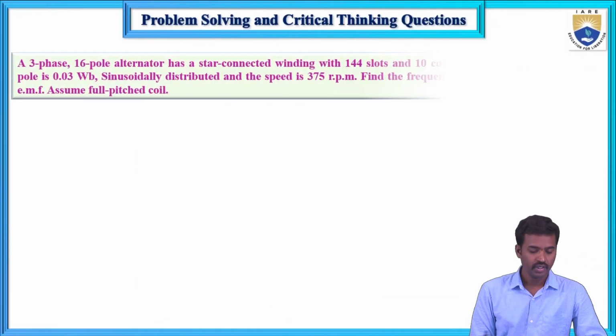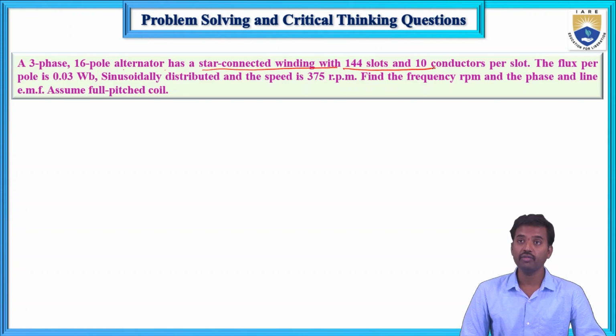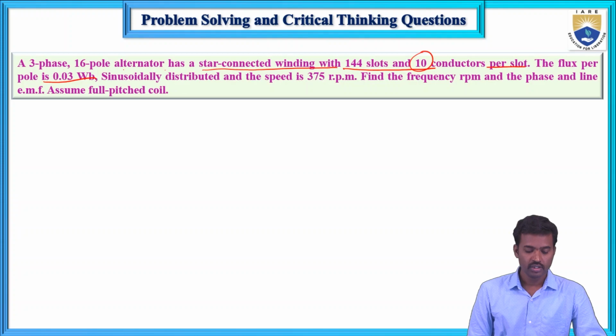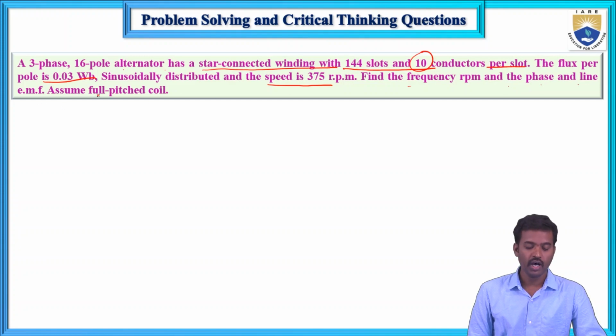Next one: a 3-phase, 16-pole alternator, that is a synchronous generator, has star connected winding with 144 slots, 10 conductors per slot, flux per pole of 0.03 Weber, sinusoidally distributed, and speed is 375 RPM. Find the frequency and the phase and line induced EMF. Assume a full pitch coil, so cos alpha only.